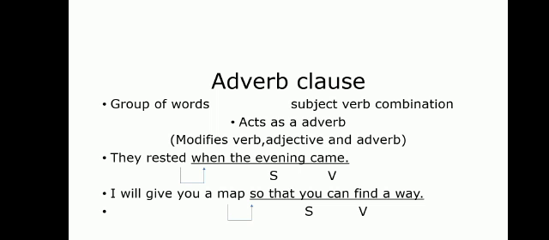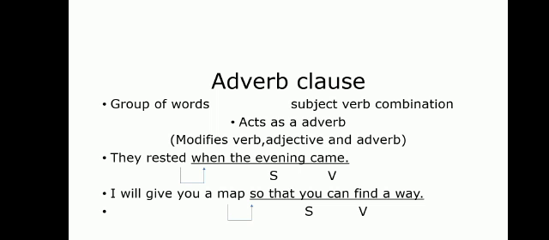Now in this clause, you can see that it is also satisfying the three conditions of the clauses. Number one, it is the group of words. The underlined part of the sentence is a group of words. Secondly, it is having the subject-verb combination: when the evening came, evening is the subject and came is the verb of the clause. And thirdly, it is acting as an adverb, which I have already told you is an adverb of time.